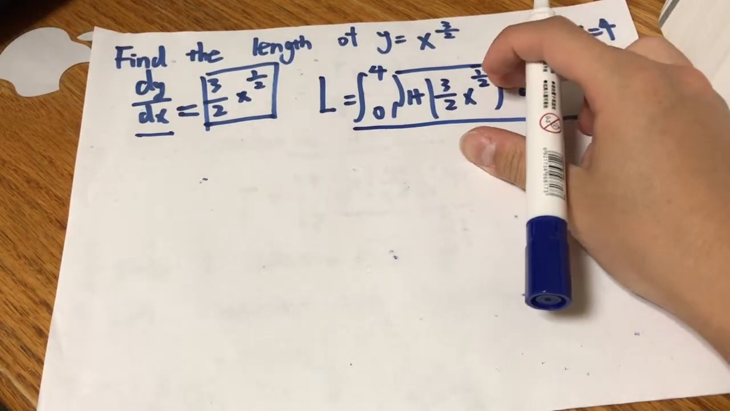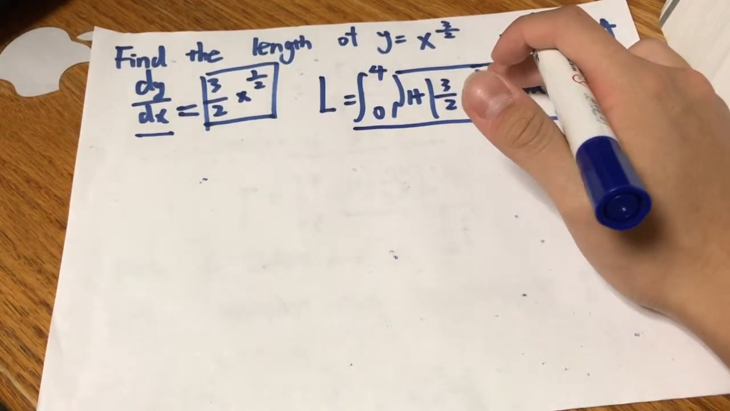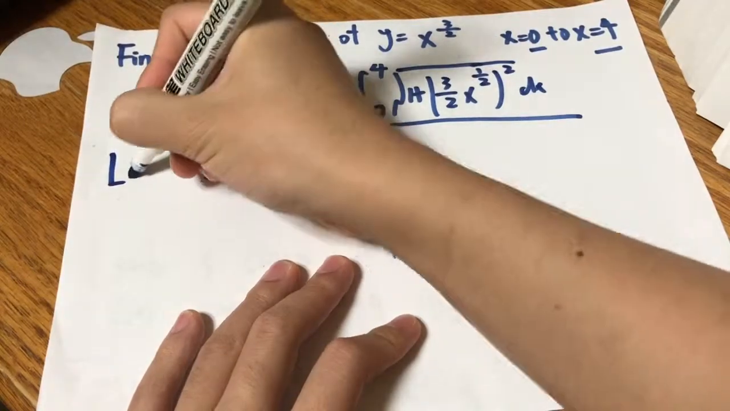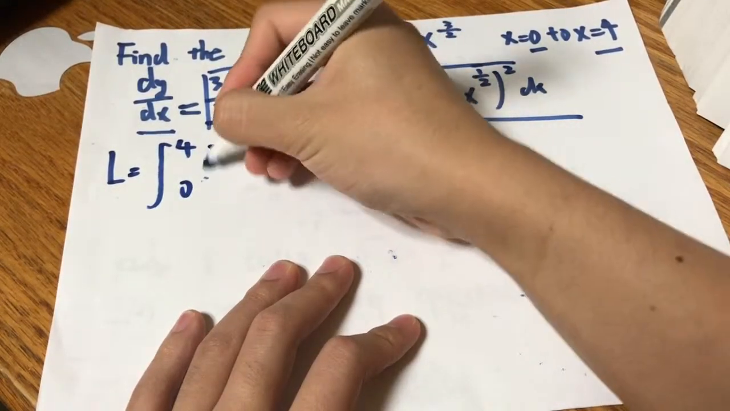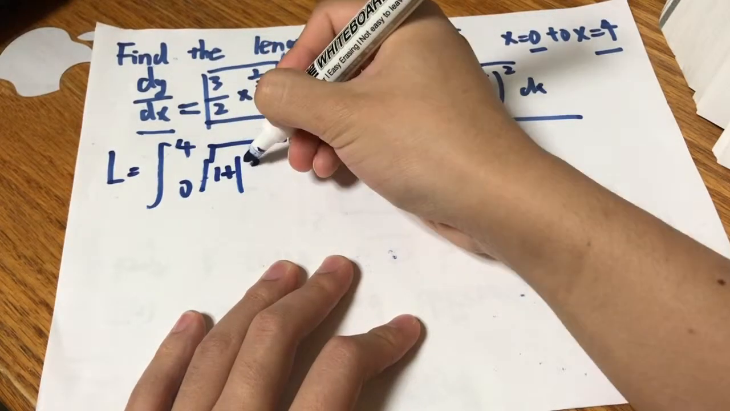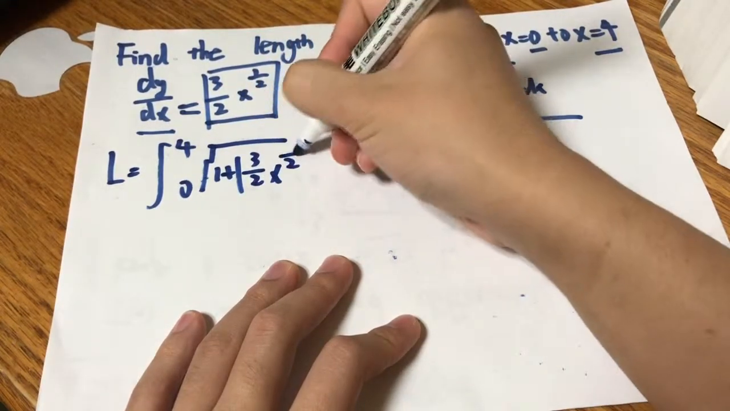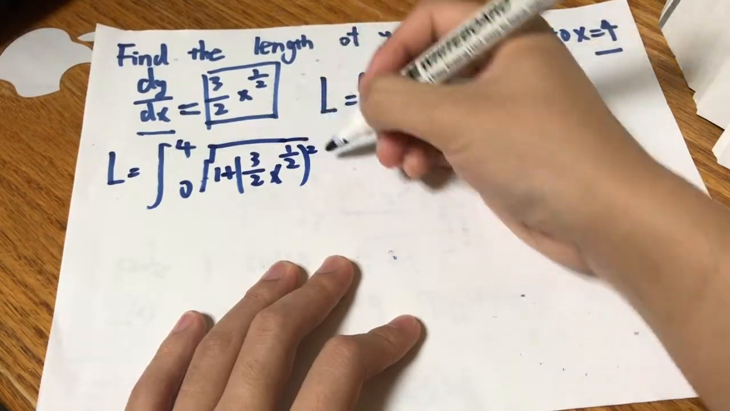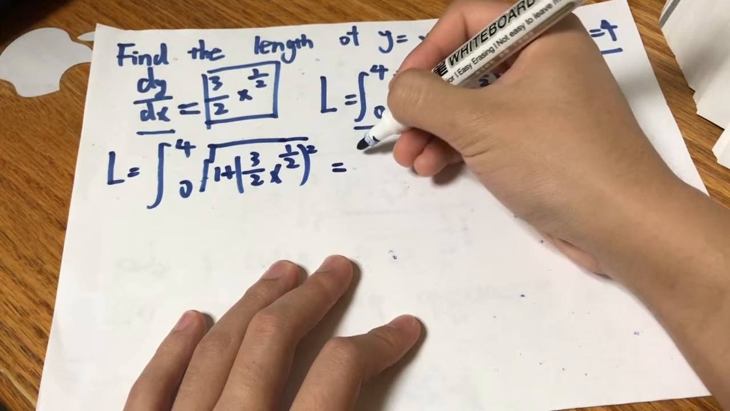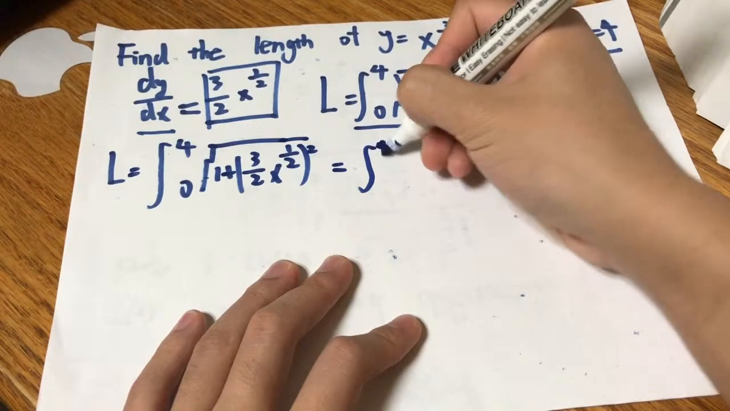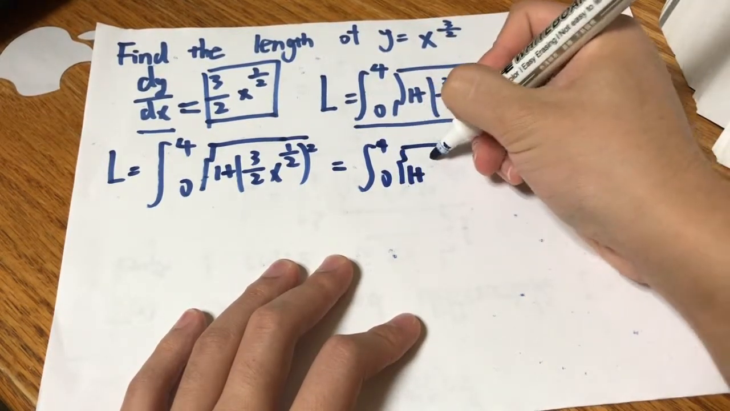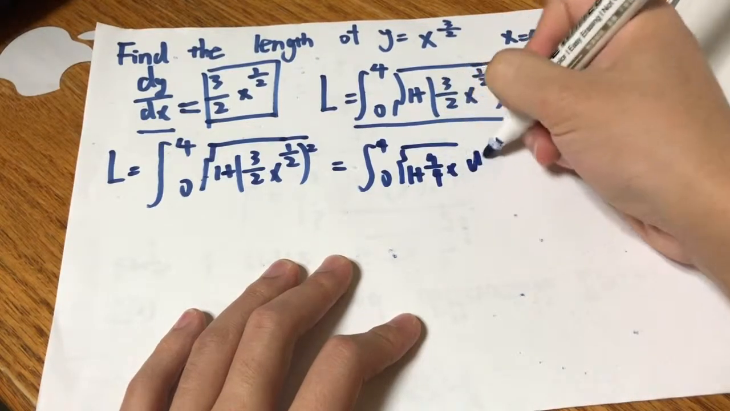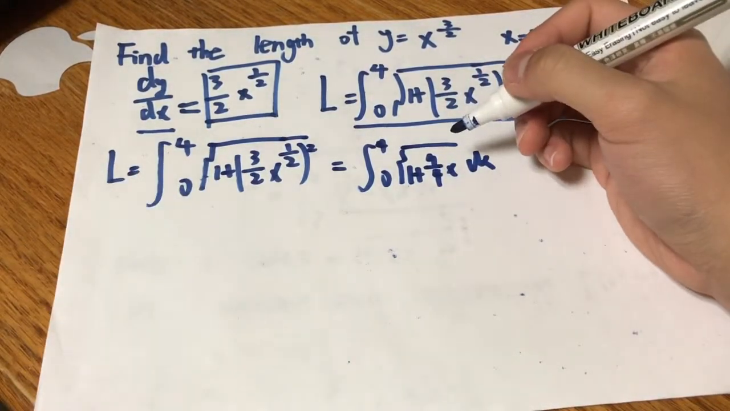So first thing we should do is to simply evaluate this integral. So L will equal, we just copy this down first. It should be equal to the integral from 0 to 4, square root of 1 plus 9 over 4 x, dx. This is just simple algebra.